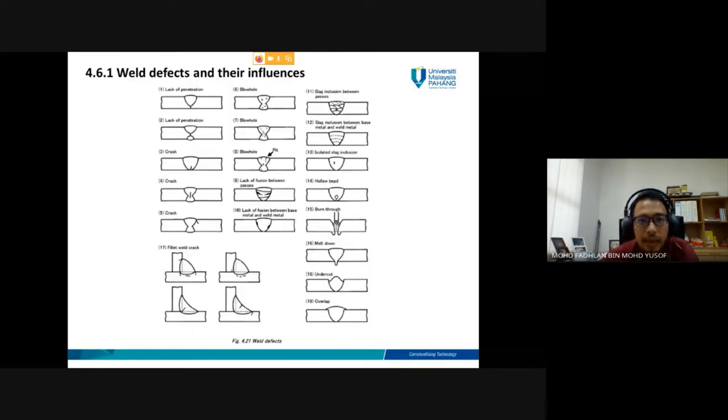Okay. So this is an example of a weld defect that commonly occurs, which is lack of penetration. Kita ada banyak jenis lack of penetration. Crack pun kita ada beberapa jenis. Blow hole for example ada beberapa jenis juga. Lack of fusion juga banyak. Lack of inclusion, hollow bead, burn through, meltdown, undercut, overlap and so forth. Okay, ada yang hanya satu jenis dan ada defect yang di bawahnya ada beberapa subkategori lah.